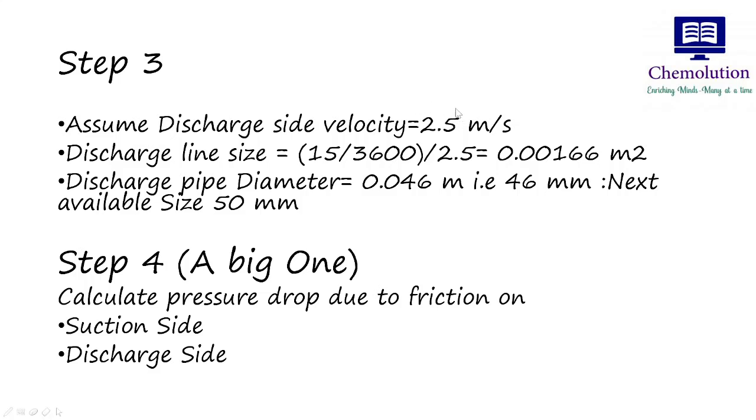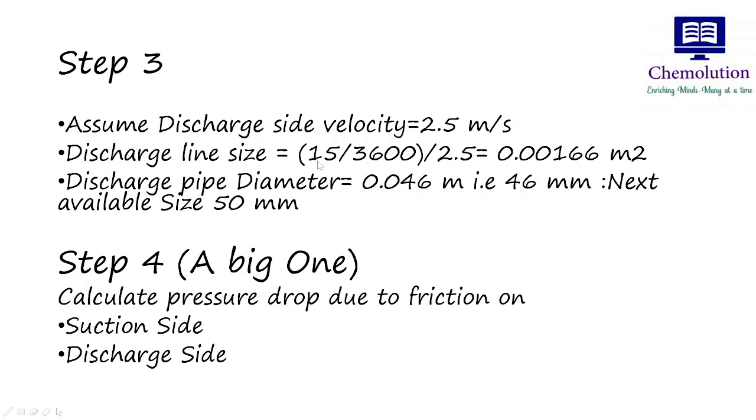Now with the higher velocity, because we can allow some pressure drop in the discharge piping as it is not going to cause any problems for NPSH. And this should not be very high. So this value of around 2 to 3 is a reasonable value. We have taken an average of 2.5 meter per second.